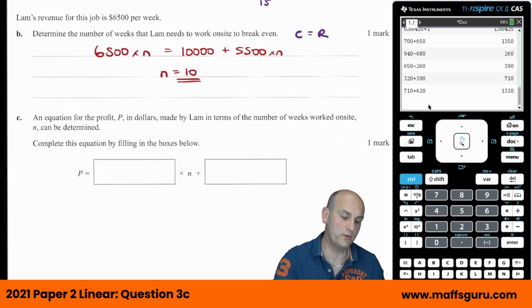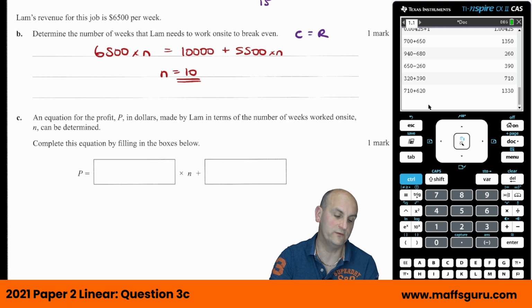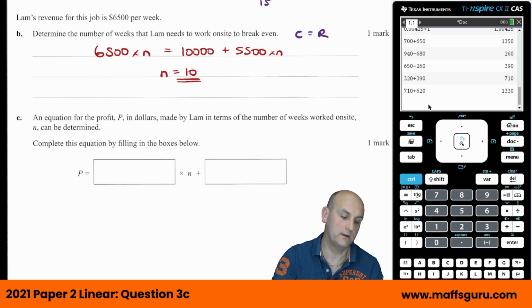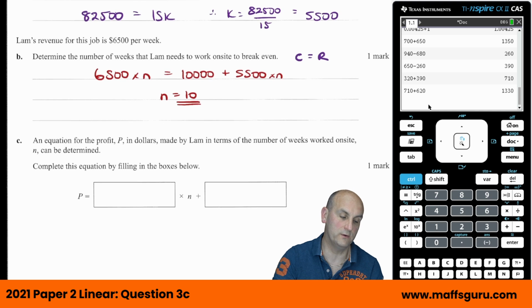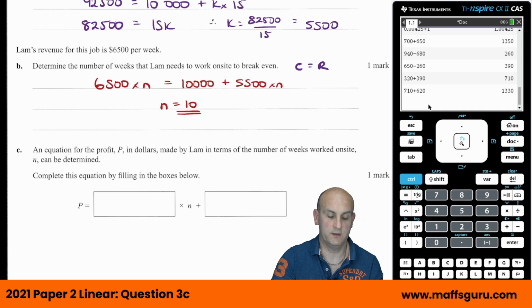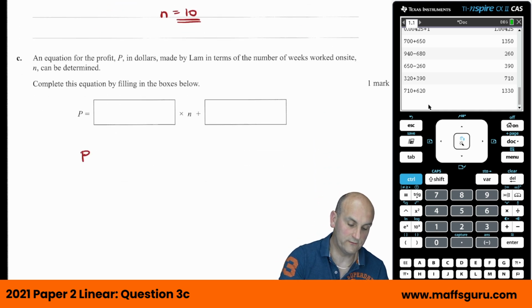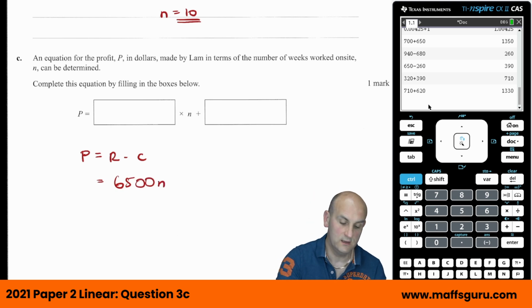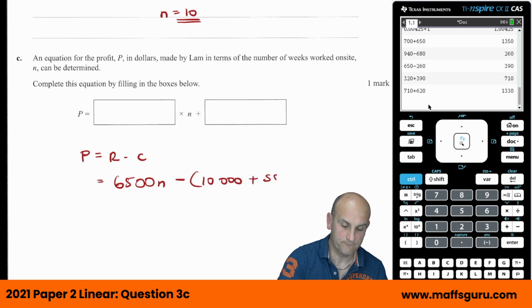An equation for the profit P in dollars made by Liam in terms of the number of weeks worked on site N can be determined. Complete the equation by filling in the boxes below. Okay, so profit is revenue minus cost. Well, I now know the revenue was 6,500N. That was my equation for revenue. I'm going to take away my cost, and here was a trick again.